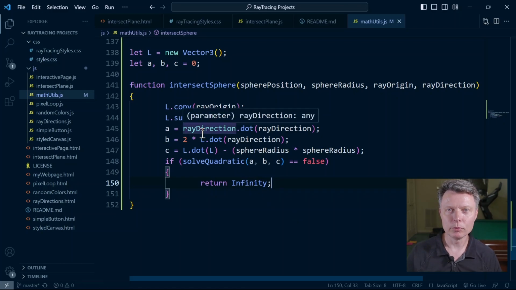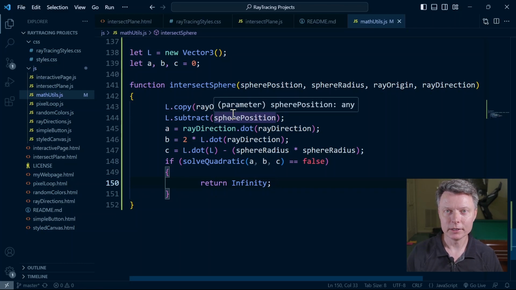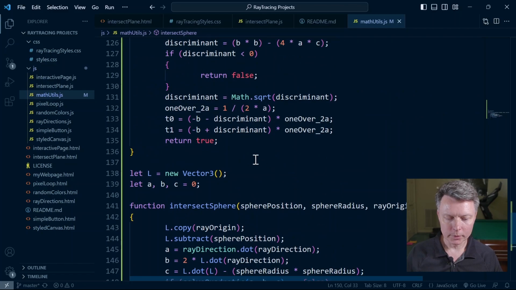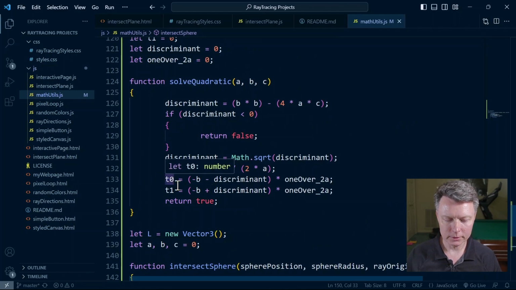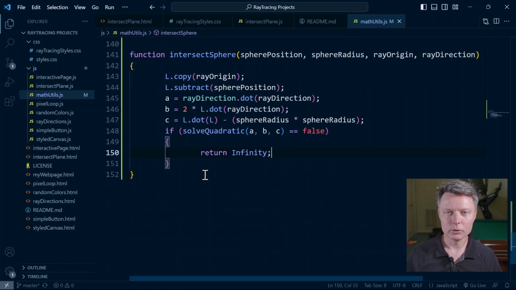Now recall, the whole point of this intersectSphere function is to return back a t value for the ray. But as it is now, the solveQuadratic function will set t0 and t1. But we just want the best t value. We don't care that there's a t0 and a t1. We just want the nearest t. So remember up here that we had set t0 and t1 in the solveQuadratic function. And now we need to kind of sort those out and see which one is the best one to use. And so let's go on to the next line here below this curly brace.